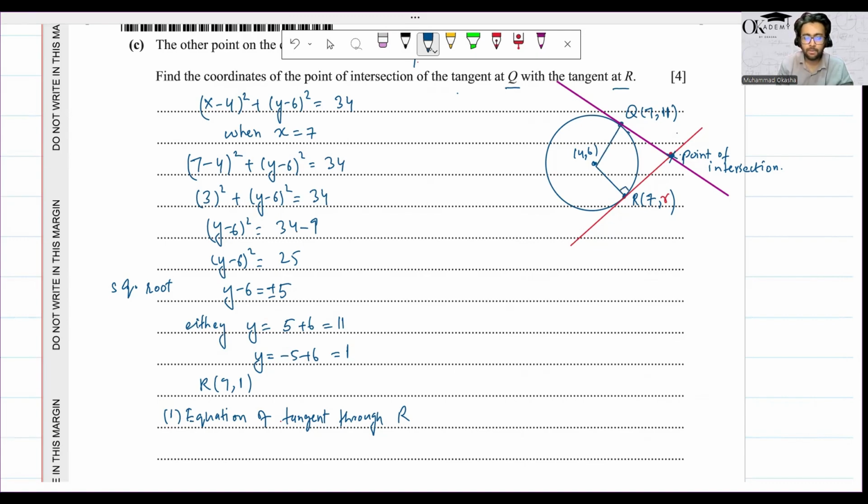So 90 degrees, 90 degrees. Well, the center is (4, 6). So I'll first work, just like we did in the last question, I'll first work out the gradient of the radius, and then I'll work out the gradient of this line.